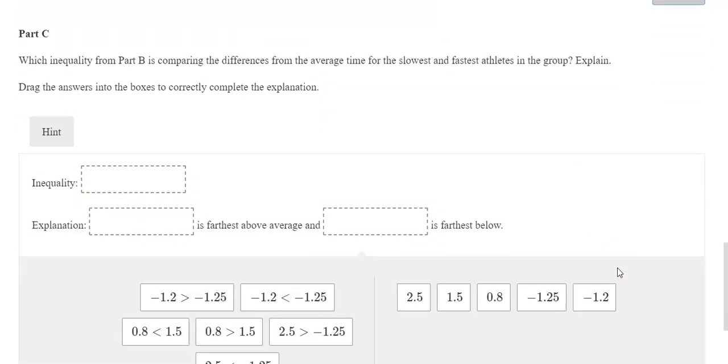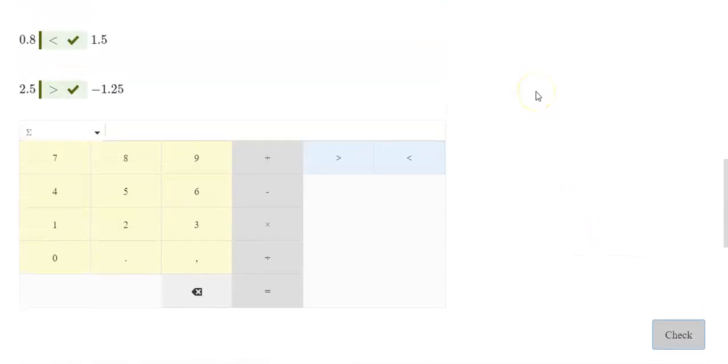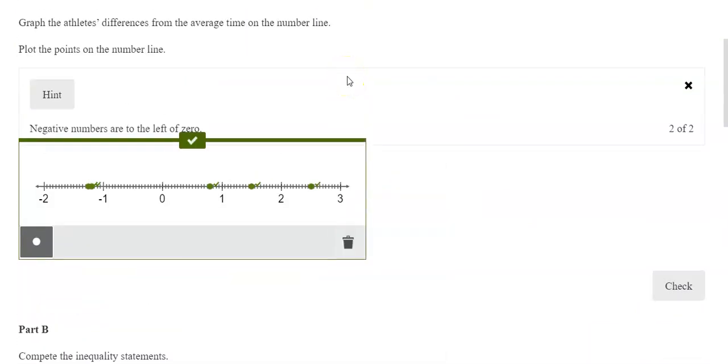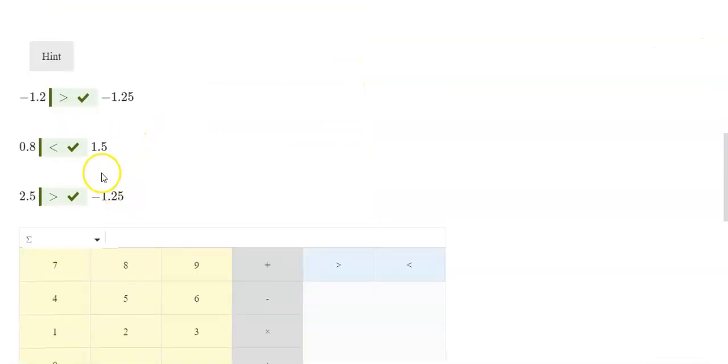Part C. Which inequality from Part B is comparing the differences from the average time for the slowest and fastest athletes in the group? Slowest. This one right here.